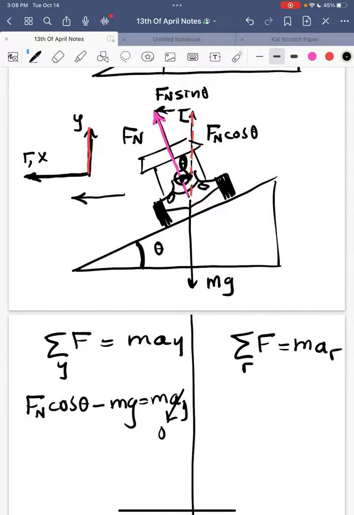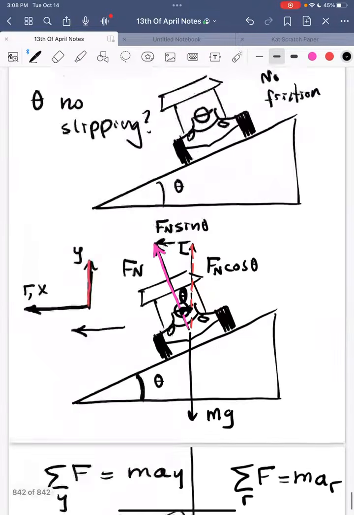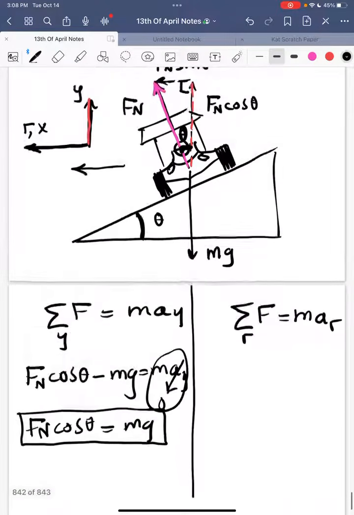This allows us to write this equation as the normal force times cosine theta equals just mg. Because this whole side equals 0, I can just add mg to both sides, and I get this equation. So that's my equation in the y. So far, so good. Now I'm going to get an equation in the radial direction, and once we get these two equations, we can eliminate some variables and come up with some sort of equation that's going to give me the angle here that I want. So let's do it for the radial direction.